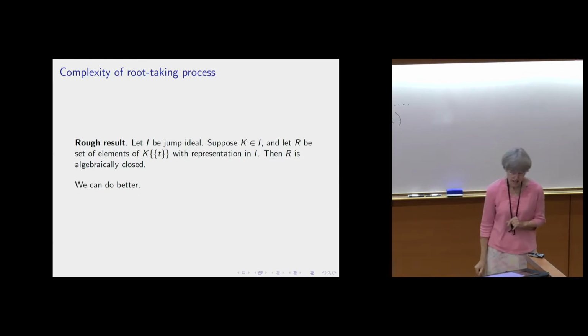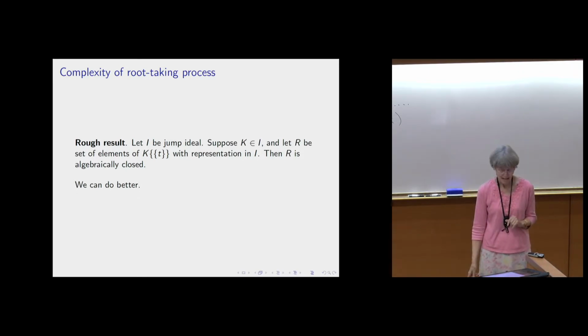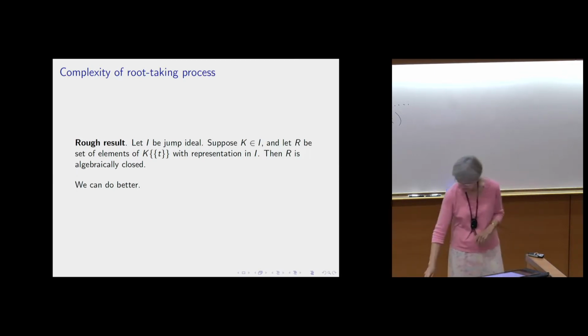Okay, so now the complexity of the root-taking process. We have first a rough result that's really just blindly doing what Newton did and asking, what information do we seem to need? So if I is a jump ideal, and k is in there, and R is the set of elements of the field of Puiseux series with a representation in I, then we can show that R is algebraically closed. But this is a very rough result, and we can do better. So let's try to do better.